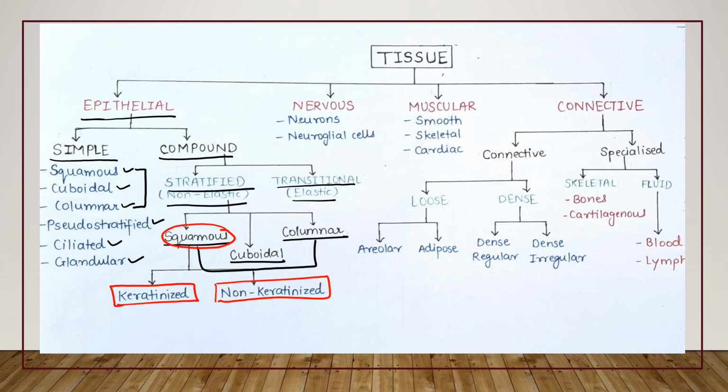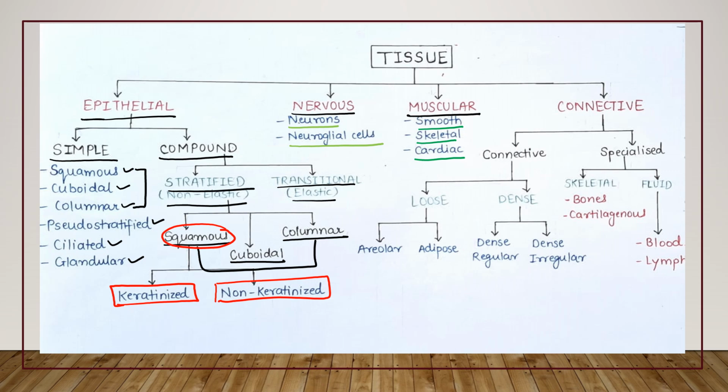Second major is nervous tissue. So it is classified into two types. First is neurons, which are the structural and functional units of the nervous system, and second is neuroglial cells, which make up more than 0.5% of nervous tissue. Third major type is muscular tissue. Here also three subtypes. First is smooth muscular tissue, second skeletal, and third is cardiac, found in heart muscles.